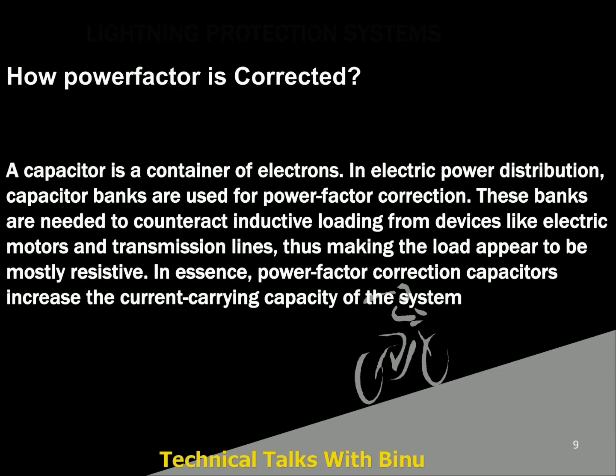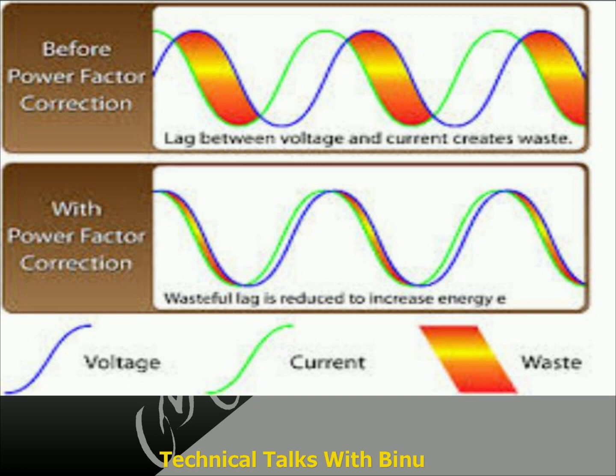A capacitor is a container of electrons. In electrical power distribution, capacitor banks are used for power factor correction. These banks are needed to counteract the inductive loading from devices like electrical motors and transmission lines, and it will make the load appear to be mostly resistive. In a sense, power factor correction capacitors increase the current carrying capacity of the system by adding the capacitor banks. You can add additional load to the system without altering the apparent power.